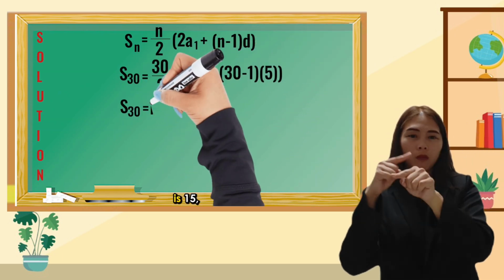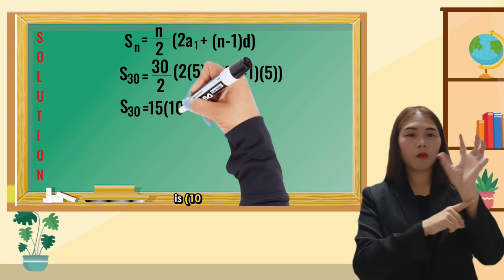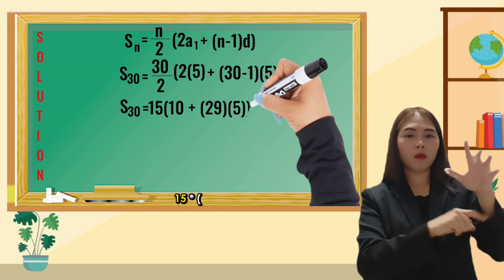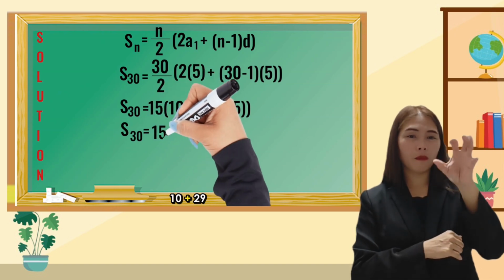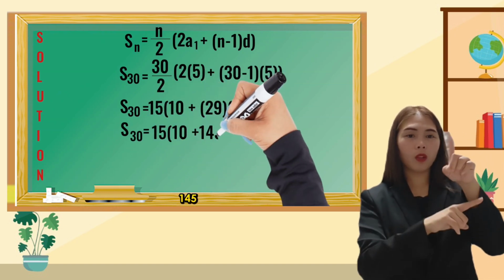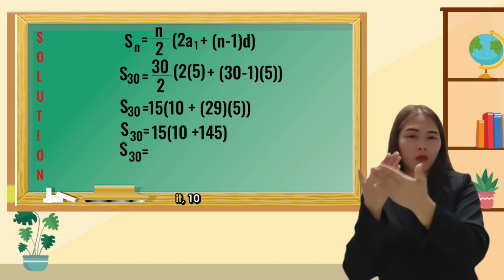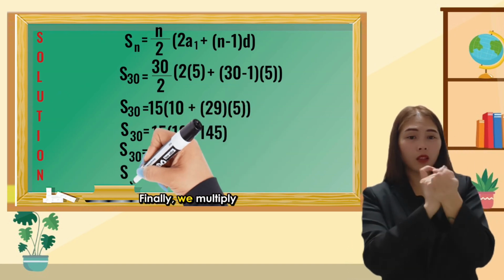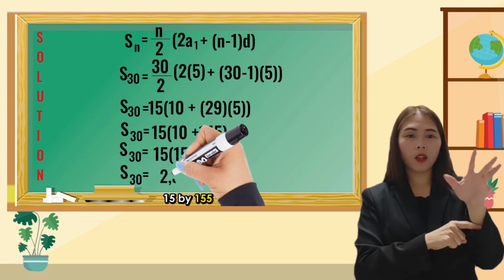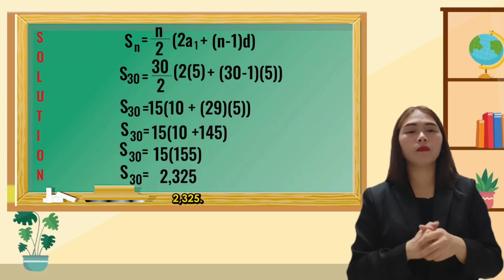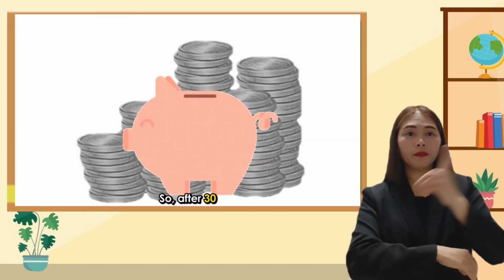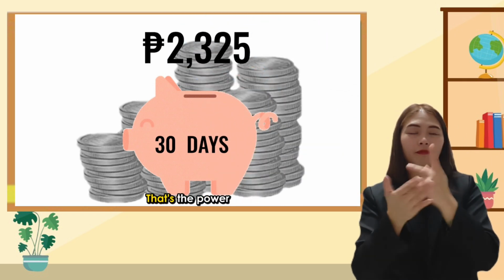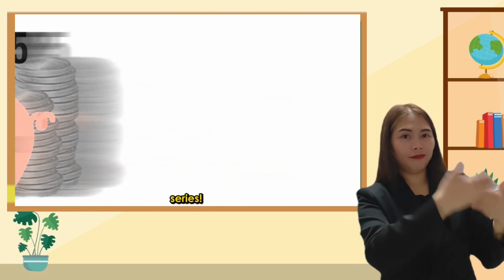30 divided by 2 is 15, 2 times 5 is 10. So 30 minus 1 is 29 times 5. So now we have 15 times the quantity of 10 plus 29 times 5 equals 145. If we simplify it, 10 plus 145 is 155. Finally, we multiply 15 by 155, which is equal to 2,325. So after 30 days, you would have saved a total of 2,325 pesos. That's the power of an arithmetic series.